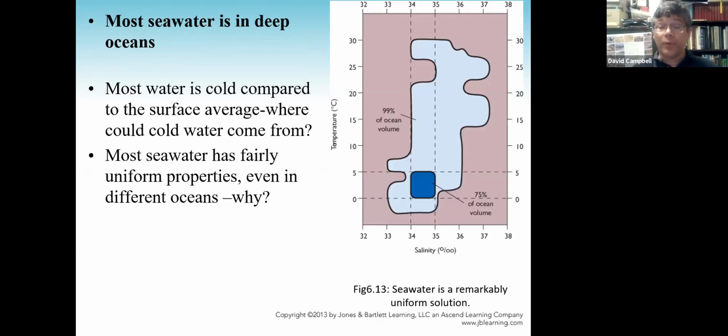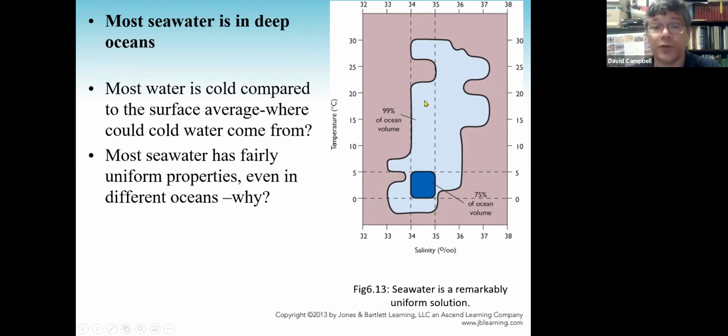As we noted before, most of the ocean is deep water. So relatively cold compared to the average for the surface, and very uniform in properties. Where could we get cold water? Well, it's cold near the poles. What leads to there being such uniform properties of this seawater? The diagram highlights this.